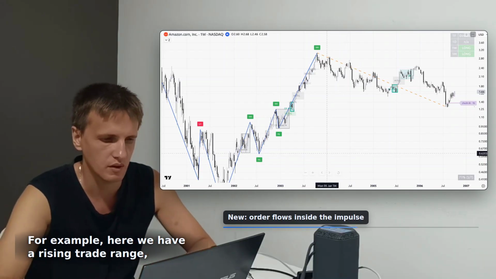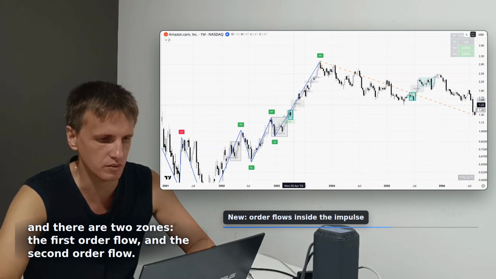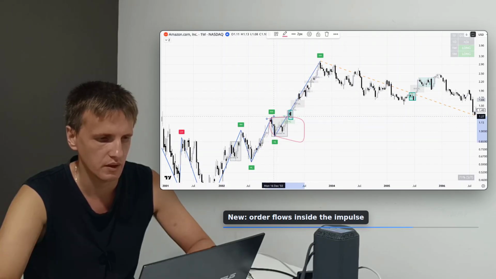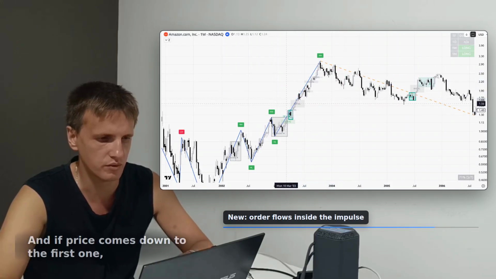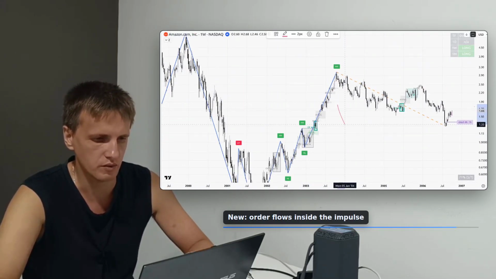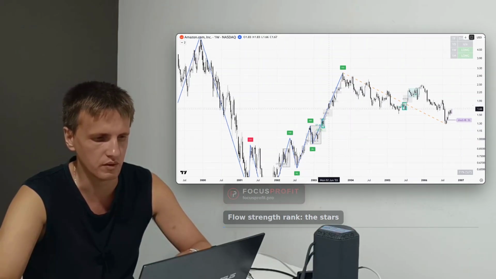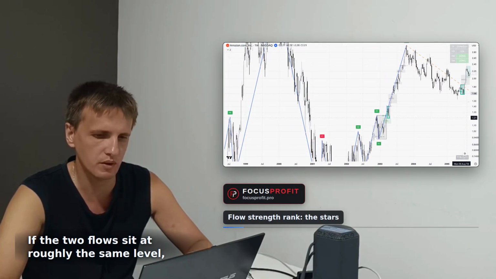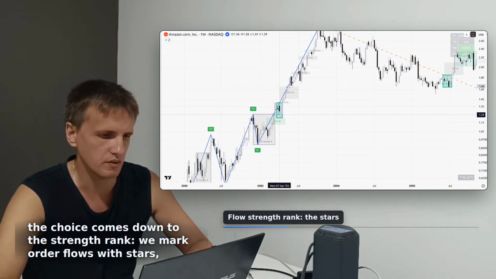For example, here we have a rising trade range. And there are two zones, the first order flow and the second order flow. There are no further flows after that. And if price comes down to the first one, or to the second, which one will work? If the two flows sit at roughly the same level, the choice comes down to the strength rank.